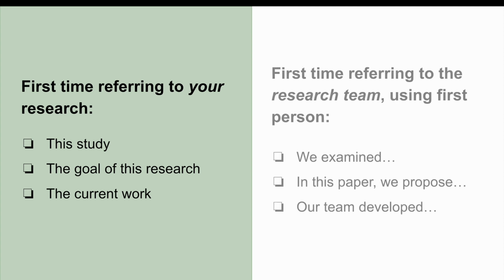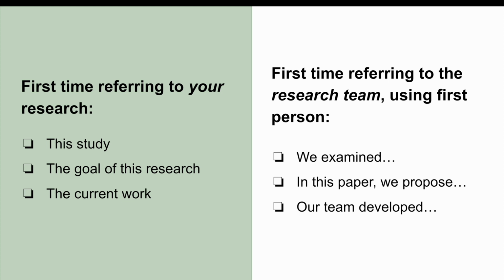Two patterns are common here. This is the first part of the section where you refer to your work and say, this study or this research. The second is that this is the first time in the article you would refer to yourselves, the research team. You can say, we modeled or we examined here to indicate how you undertook the work.